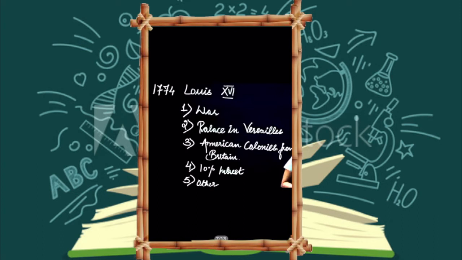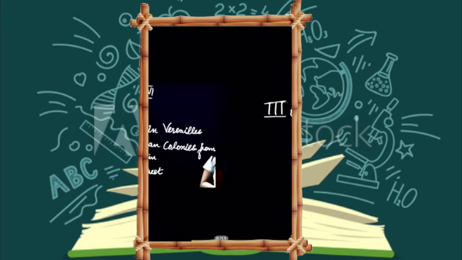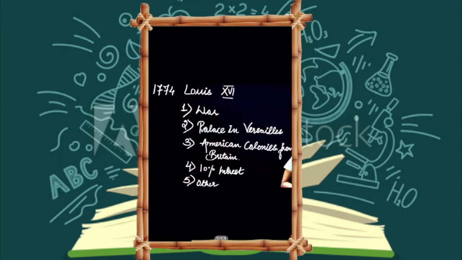When Louis XVI became the king, he made an analysis of why the treasury was empty. The first reason is war. France was engaged in wars for many years, and because of this there was a lot of expenditure. One more reason is the Palace of Versailles. Versailles is a very huge and very beautiful palace in France, and its maintenance took a lot of expenditure.